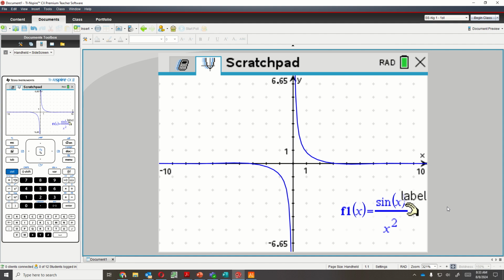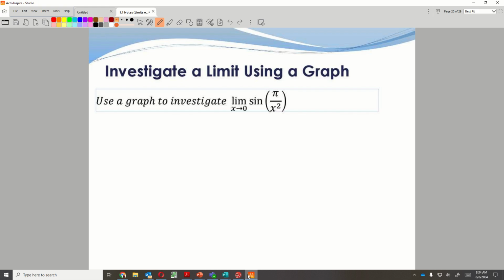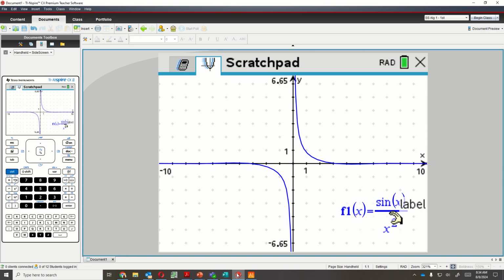This is what your graph should look like. Anyone's graph not look like this? Alrighty. So what can I say? So we're investigating this one right here. What can I say about this? As x approaches 0, you put x over x squared, it says pi over x squared. Oh, I did. I put sine over sine of x. There we go.